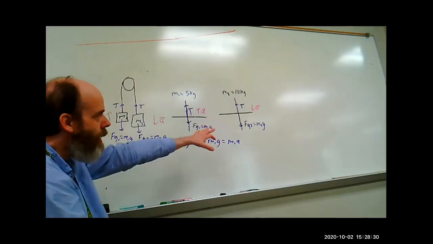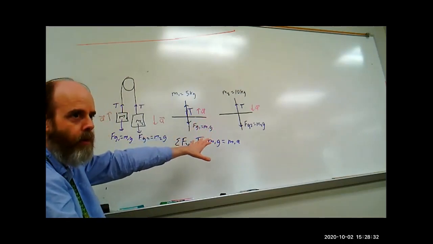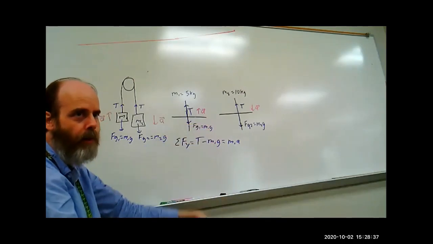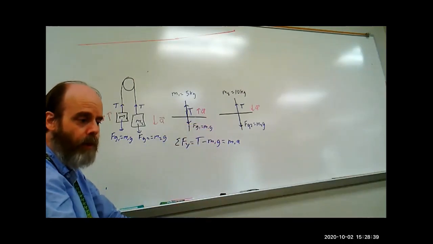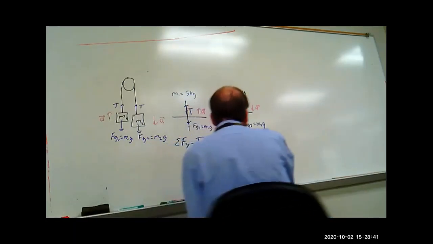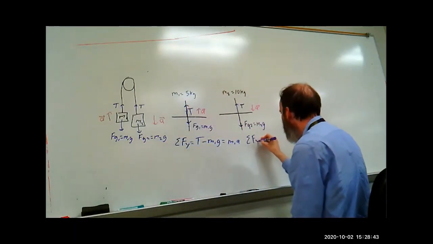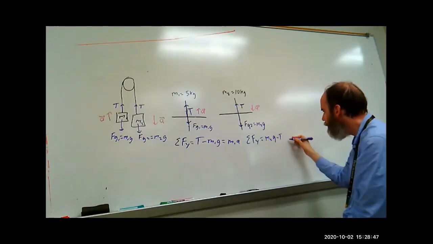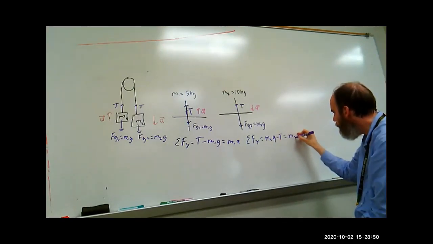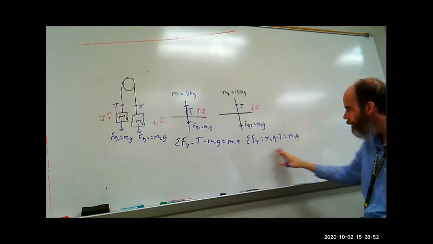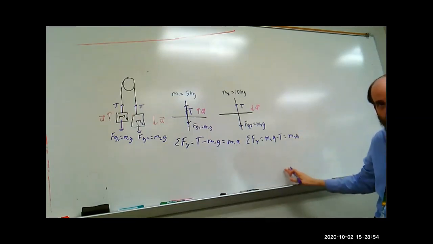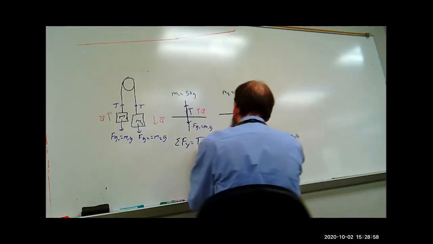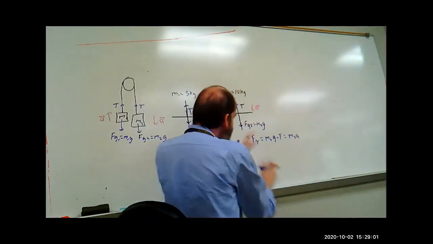Do the same thing now for mass 2. This time I'll say down is positive, because the acceleration is down. So sum of forces in y equals m2g minus tension, and this equals m2a. So here we have two equations with two unknowns. So I just have to solve. I'll solve this equation for tension and put that into this equation.